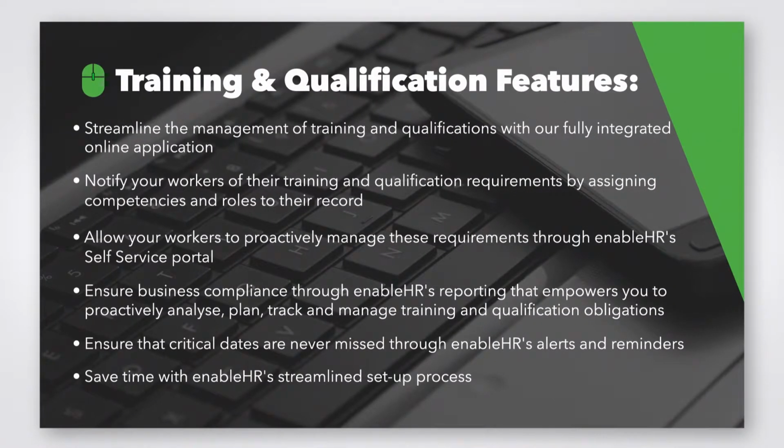enableHR's Training and Qualification feature allows you to track, record, and report on training, qualifications, skills, licenses, and compliance requirements. This feature is beneficial as it allows you to streamline the management of training and qualifications with our fully integrated online application. It helps you notify your workers of their training and qualification requirements by assigning competencies and roles to their record. It allows your workers to proactively manage their requirements through enableHR's self-service portal.